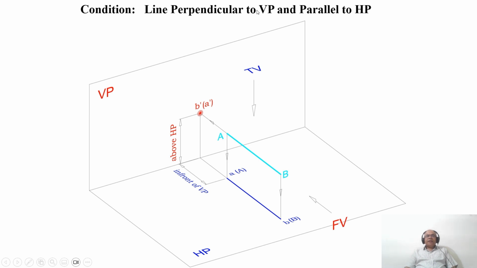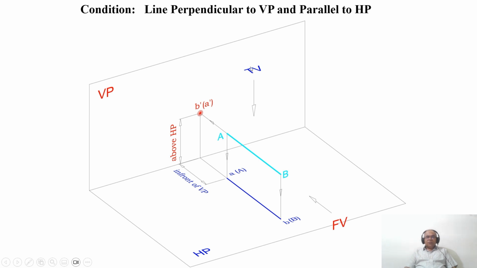Now, line perpendicular to VP. Perpendicular means what? It is 90 degrees to VP. So you can see this is 90 degrees to VP. When you look from the top view, where is that image going to fall? The image is going to fall on the horizontal plane. So when it is projected onto the horizontal plane, you can see small a and small b.